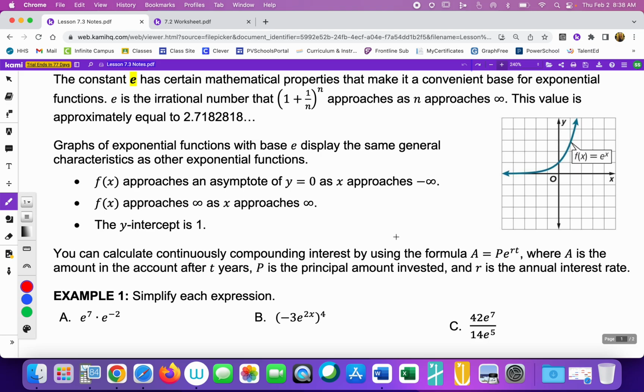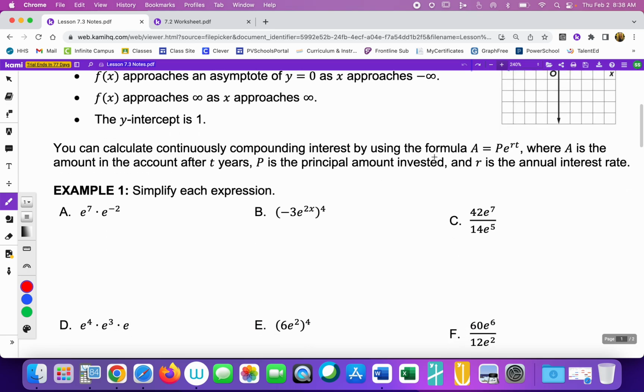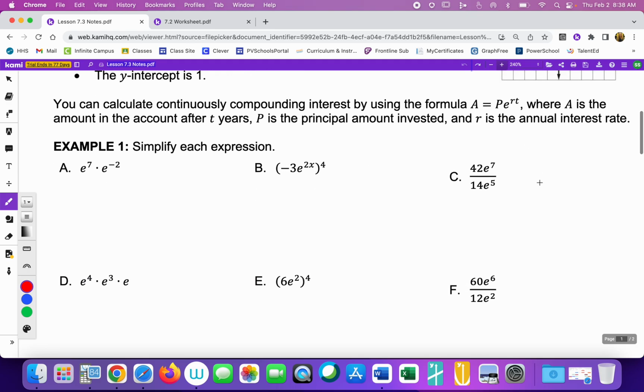Okay. So you can calculate continuously compounding interest by using this formula. So if you want to either highlight it or box it, we're going to use it on the word problems. A equals P times base e to the rt power, where A is the amount in the account after t years, P is the principal amount invested, and r is the annual interest rate.